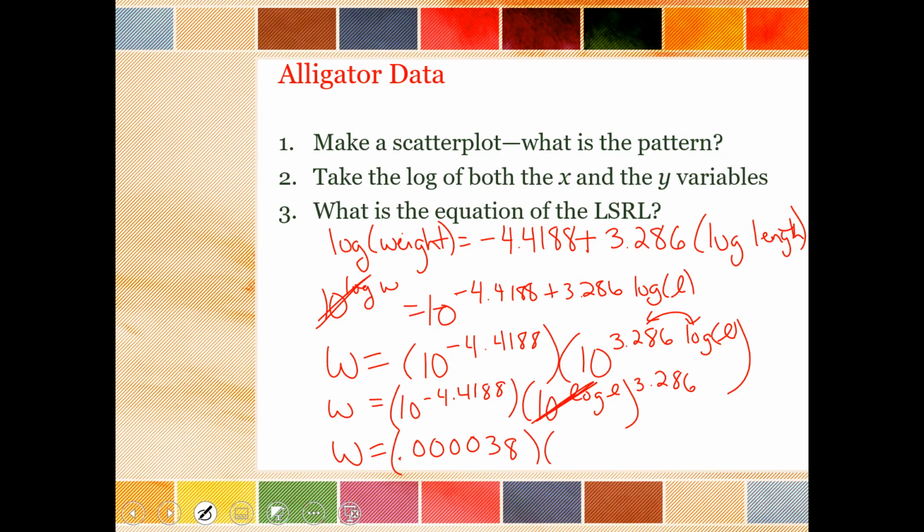Now, those cancel out. The L goes down to becoming the base. That's a little strange. It was in the exponent, and now it becomes the base to the 3.286 power. So like I said, length and weight are related by the third power. This is being a lot more exact. It's saying by the 3.286 power.